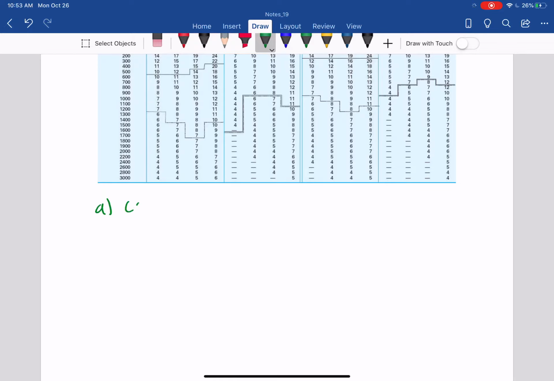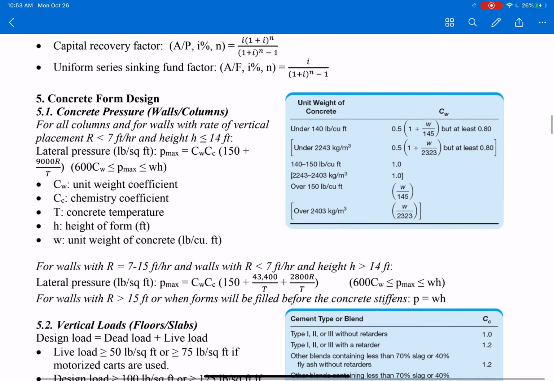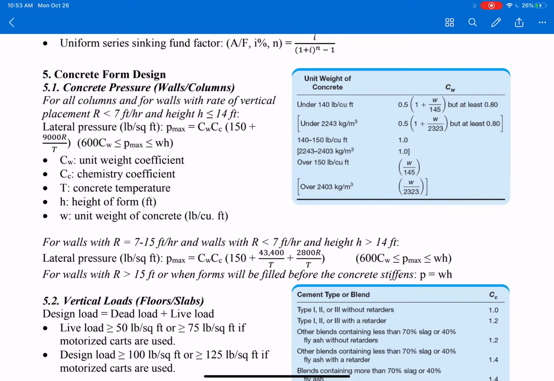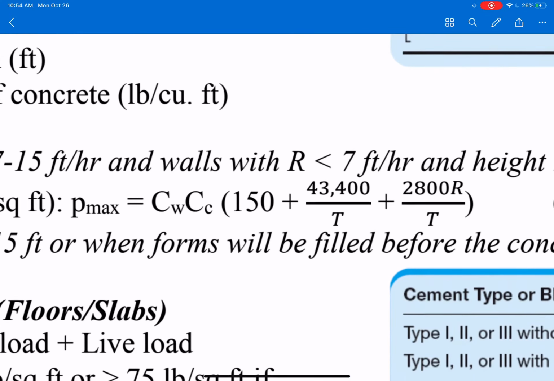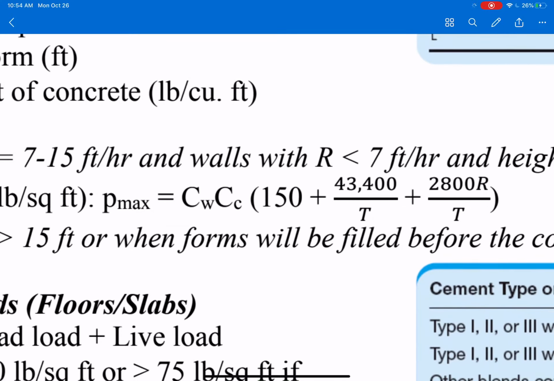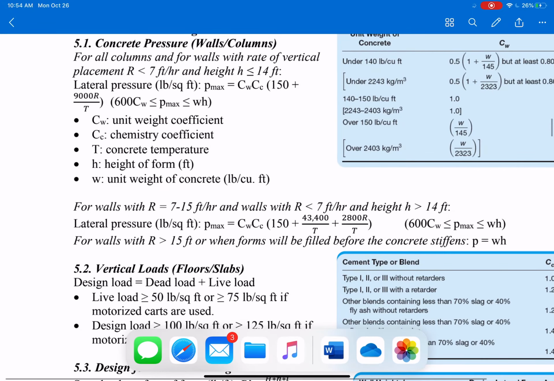concrete pressure. Then we can go to concrete form design 1 with the equation that you have for walls, and the rate is 10 feet per hour. As you can see, for walls the range is up to 15 feet per hour, so it is in that range. So we can use this equation to determine P max, the concrete pressure. So let's rewrite that equation.